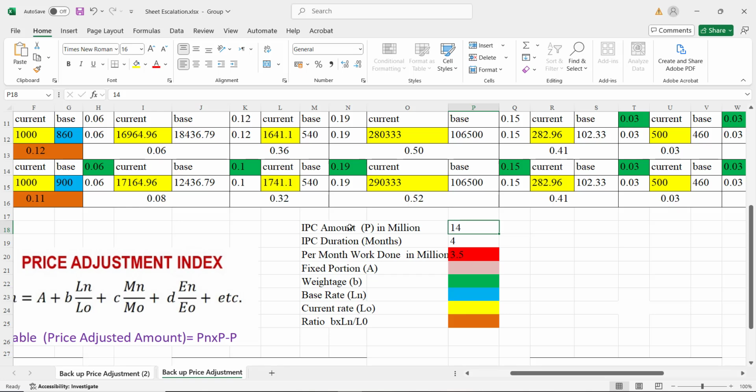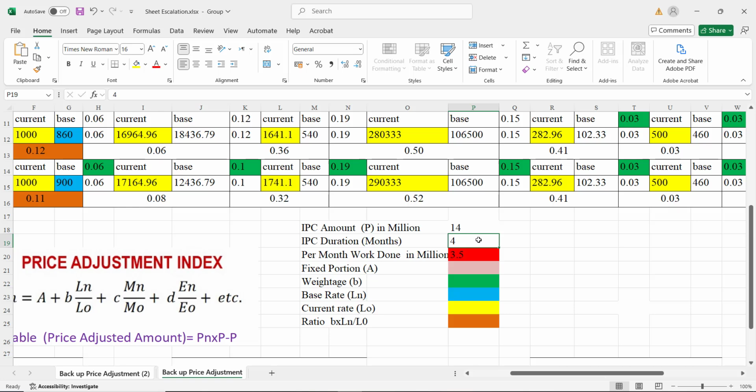Now we have to see that this IPC is the accumulation of how many months the contractor has executed the work, and we mark each activity on a monthly basis. So the months are very important, and escalation is calculated on a monthly basis, not on the whole IPC. Because in each month the prices are different, we have to allocate that IPC to the months. How many months has this work been executed? Suppose this duration is 4 months.